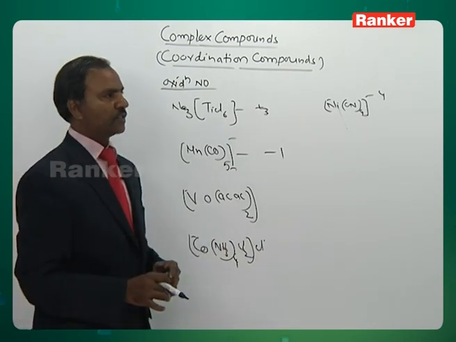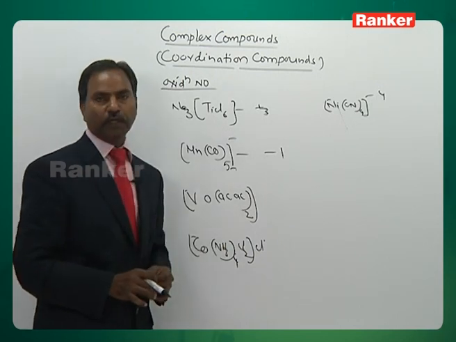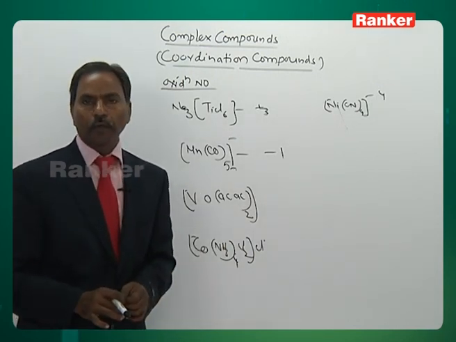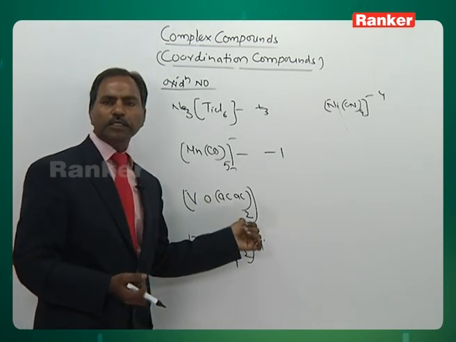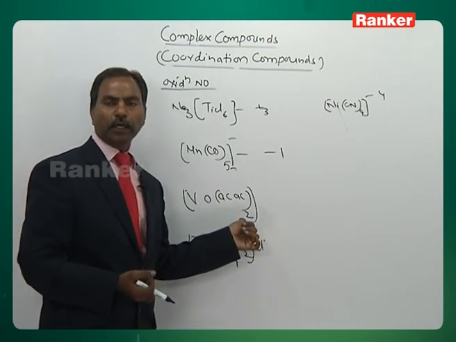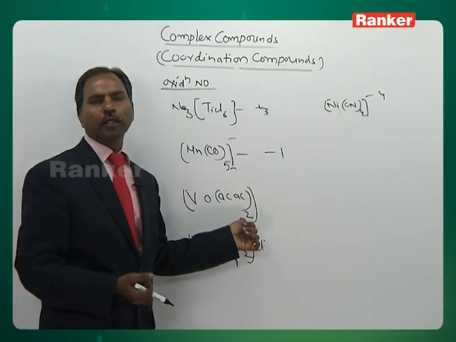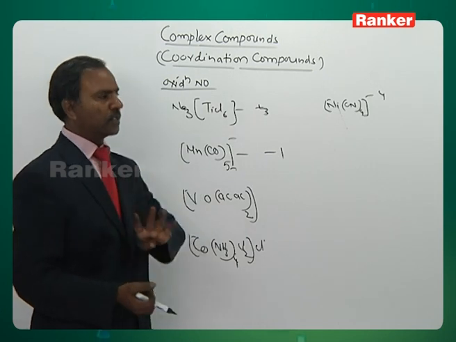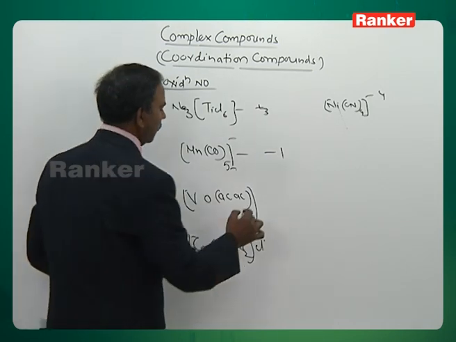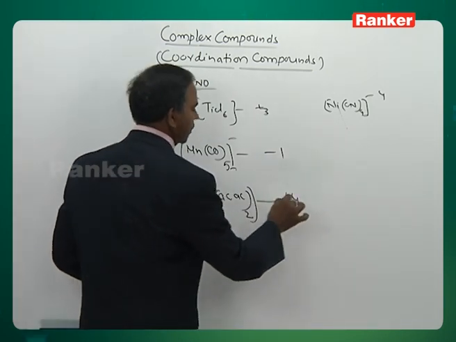Next you see VO(acac) taken twice. Yes, I have already given the classification of ligands. Now we consider O. O is nothing but oxo. It is minus 2 charge. And each acac, acetylacetonato ligand, each is minus 1. So minus 2 charge and again minus 2. How many total charges? 4 negative charges. Vanadium will simply become plus 4 oxidation number.